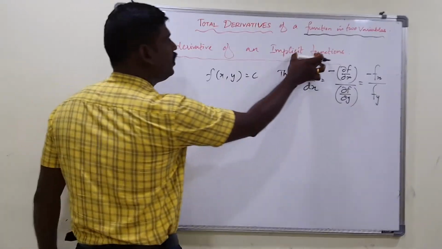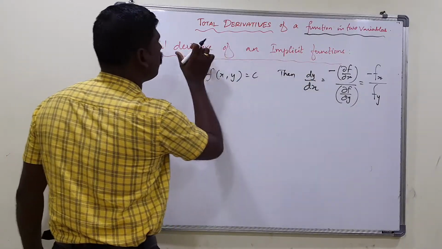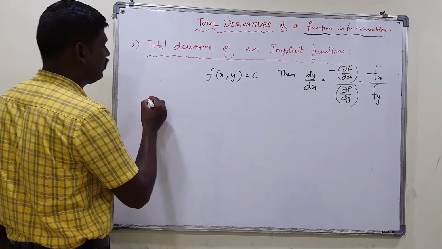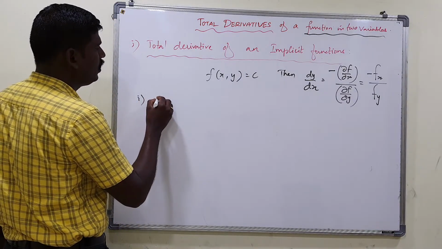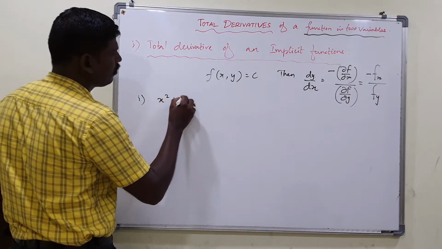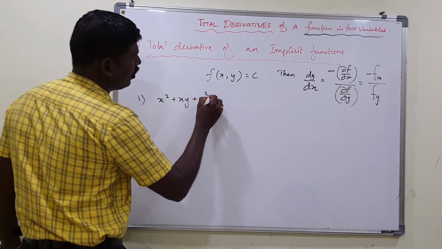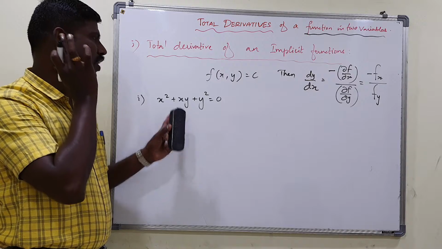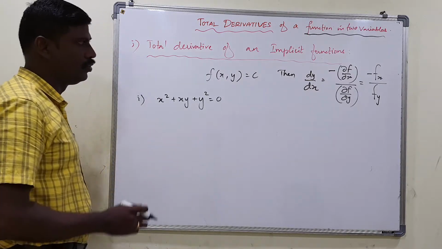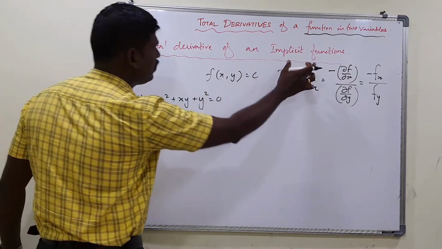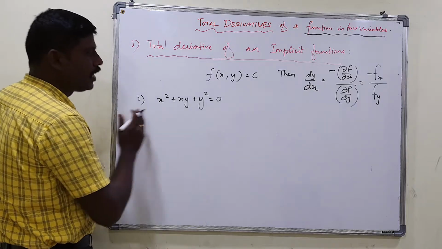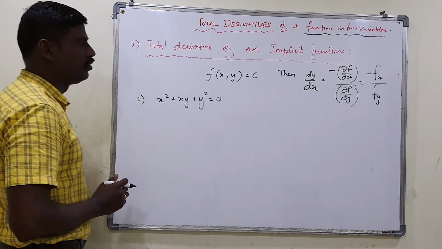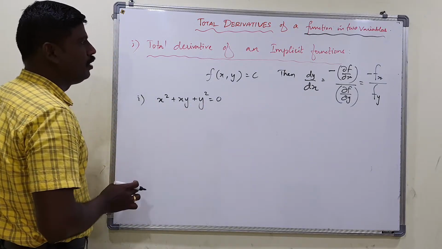How to find the total derivative of an implicit function? A well-known example is x square plus xy plus y square is equal to 0. It's a well-known implicit function, the easiest and simplest one. This function is called an implicit function because we can't separate x and y on different sides. Such kind of function is called an implicit function.